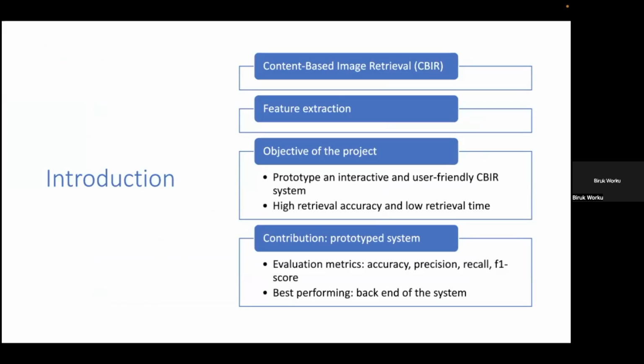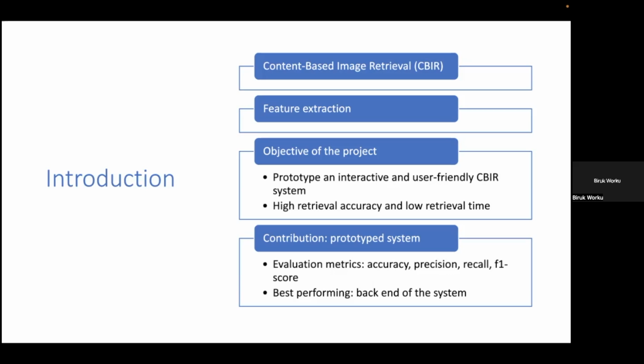For the introduction, content-based image retrieval is a process that allows retrieval of similar images to a query image from an image dataset based on the contents of the image, such as color, shape, and texture. This is different from other image retrieval techniques that analyze image metadata, such as tags and description of the image.